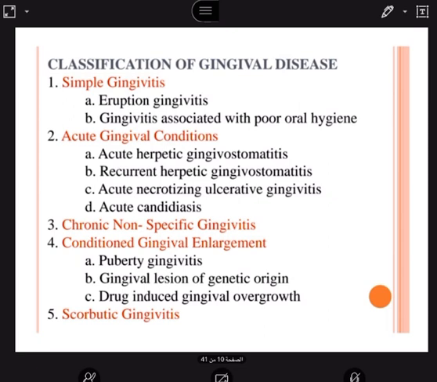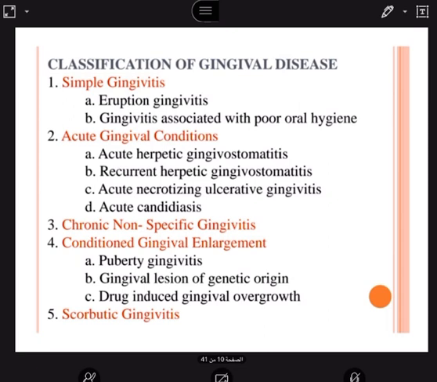Okay, but don't follow this as a universal classification, because they have a new classification for periodontal and gingival diseases. Now I think in 2017 the perio people, the American Association of Periodontics, have come up with a new classification. Okay, so this is in general which you should be knowing.